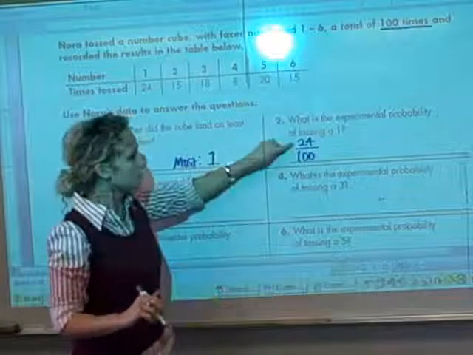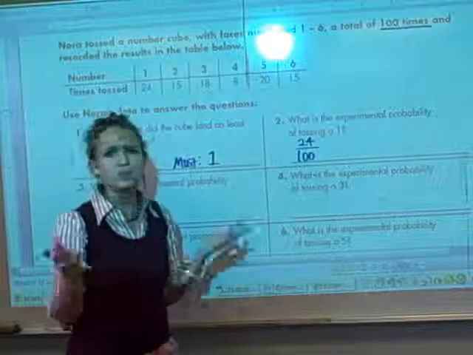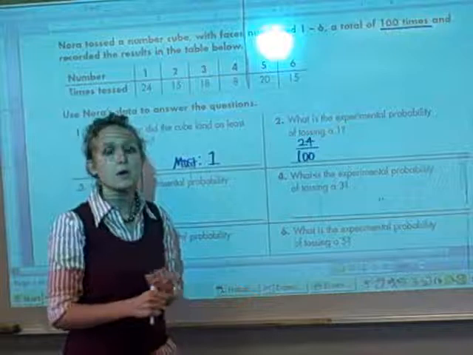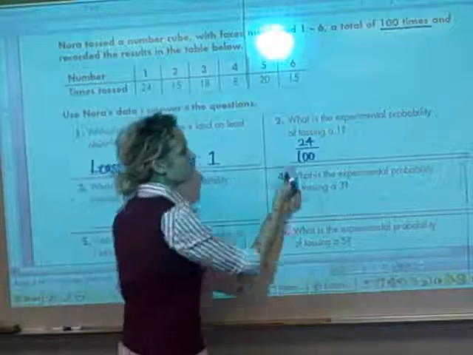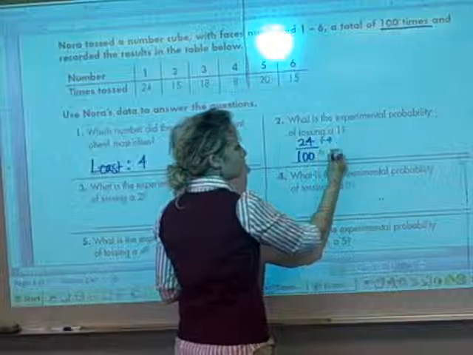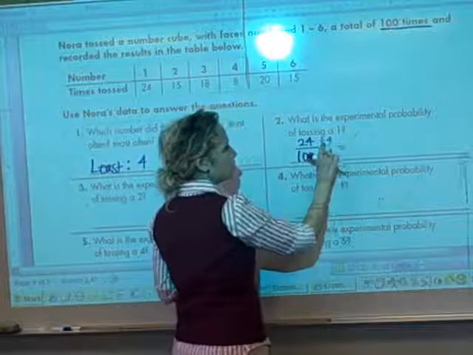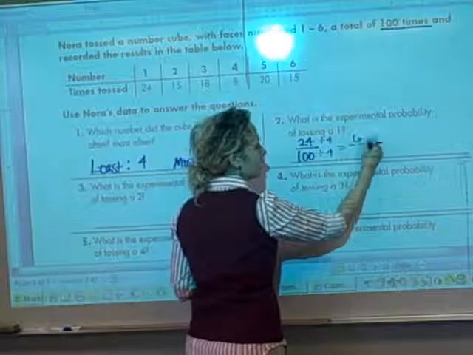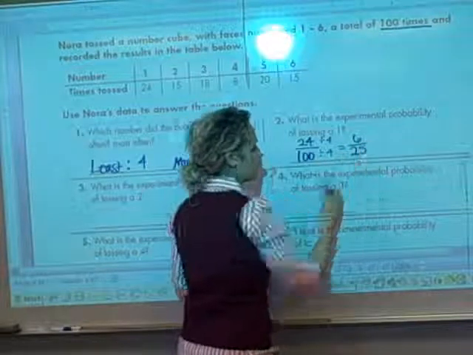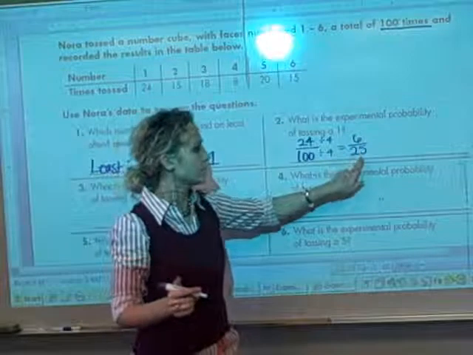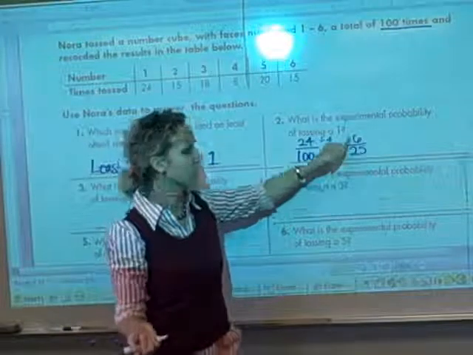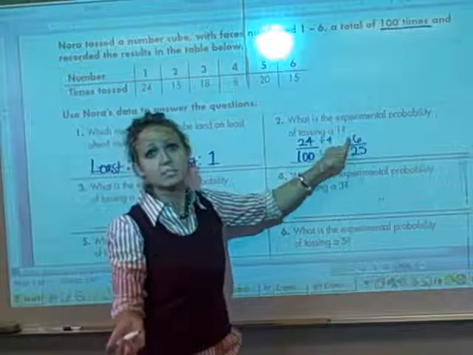So I know that these are both divisible by 4. You could pick 2, and you could divide them both by 2. I'm just going to make a bigger jump, and I'm going to divide them both by 4. 24 divided by 4 is 6. 100 divided by 4 is 25. I'm going to check and see if I can simplify this anymore. I know 25 is 5 times 5, and 5 doesn't go into 6. So that lets me know I'm done.